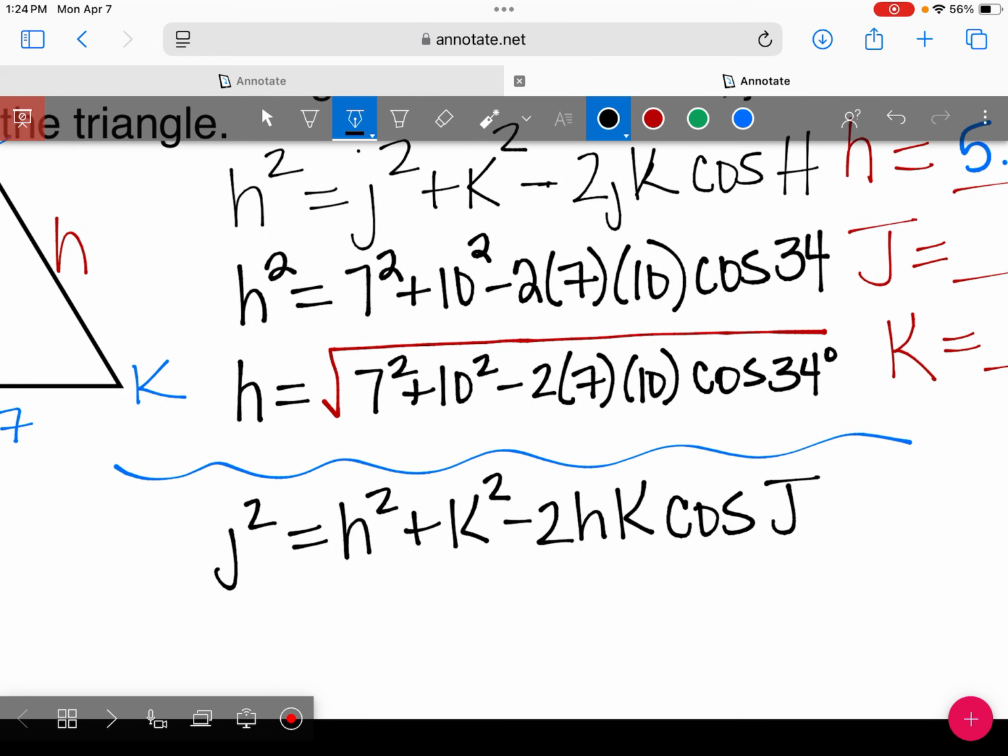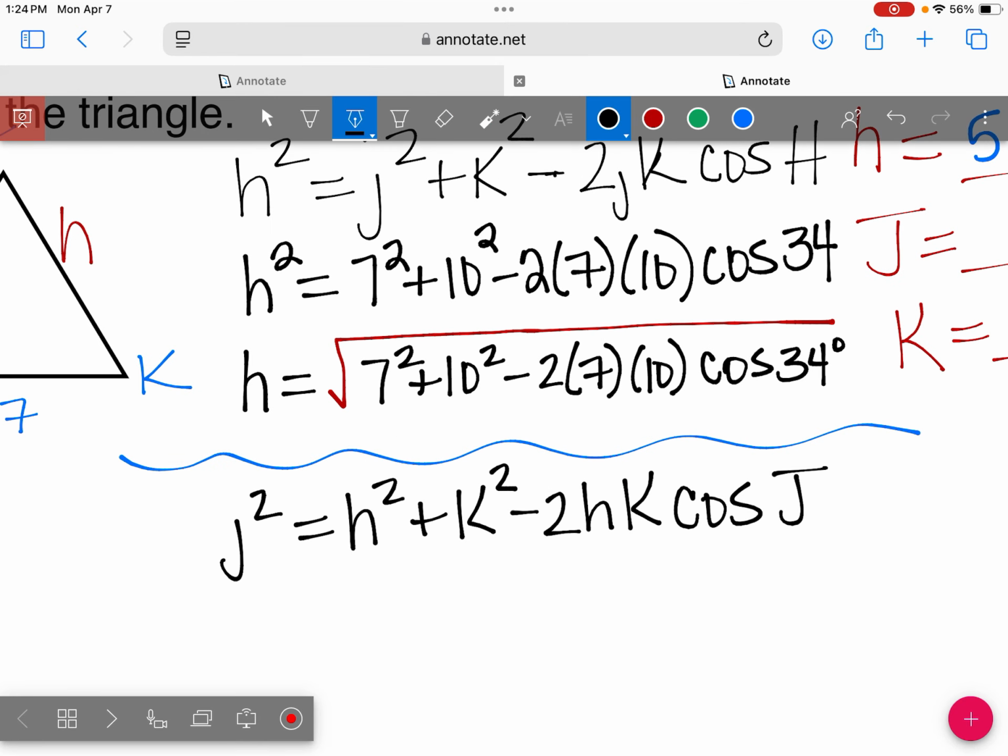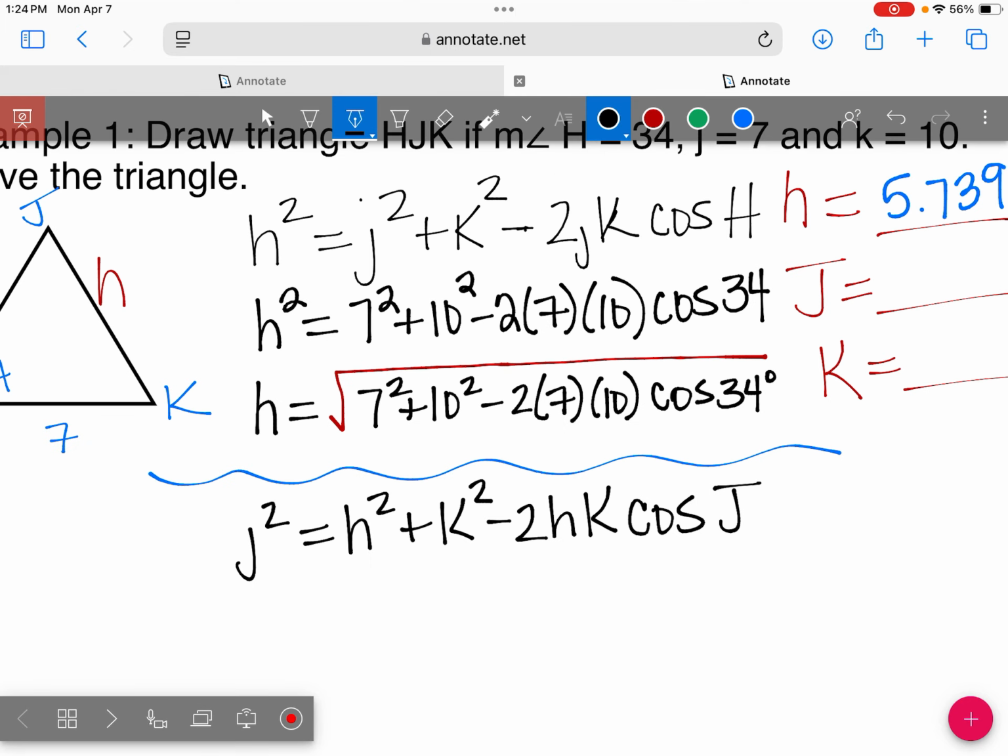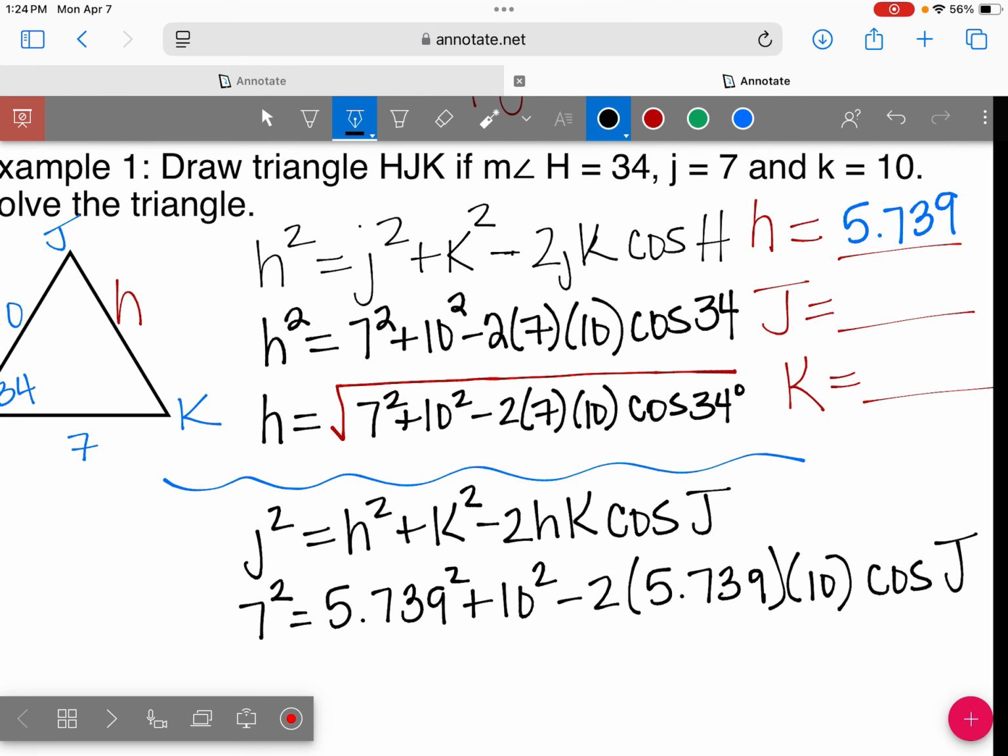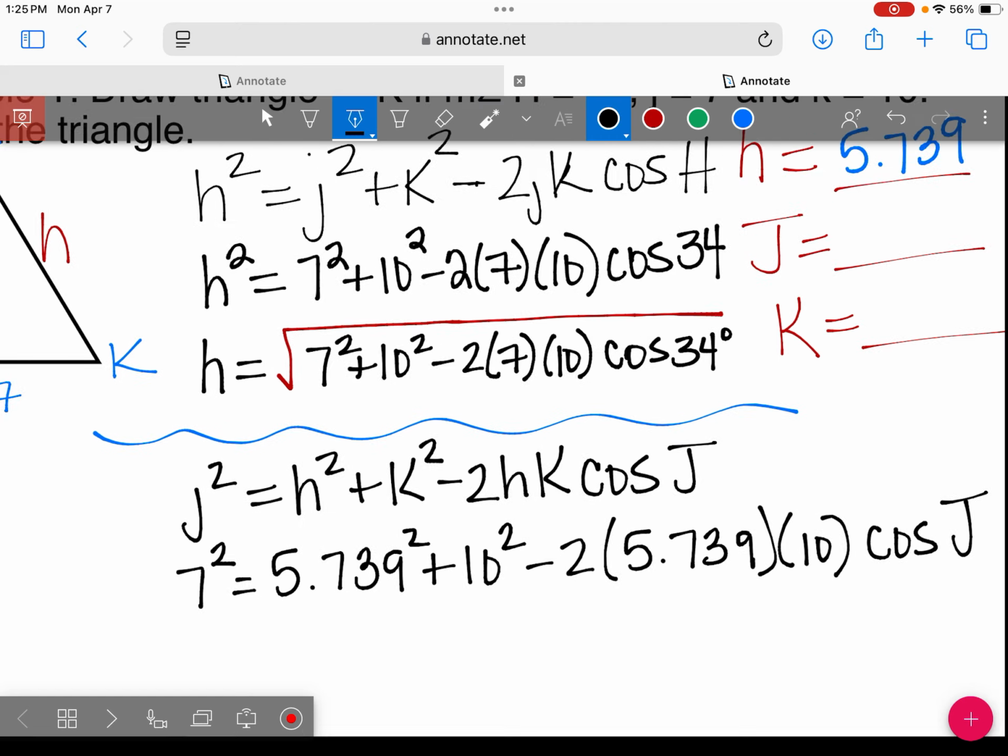So now let's start filling in our numbers. So we know little j is, what's little j? 7. And then I know we figured out little h was 5.739, plus k squared, minus 2. Okay, so this is kind of long, but that's how you're going to set it up.